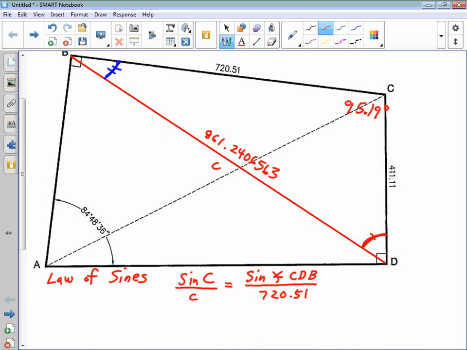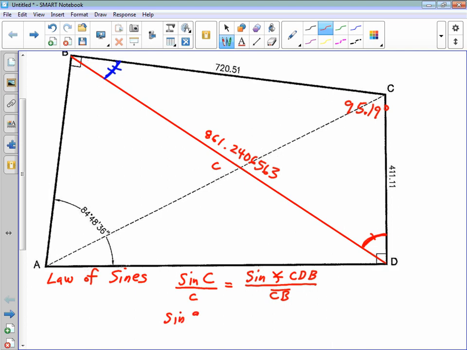I could have put CB. Maybe that's to be consistent. I should have done that. I don't know. All right, CB. And then we'll go down one step and do the other one. So then C we knew was 95.19.